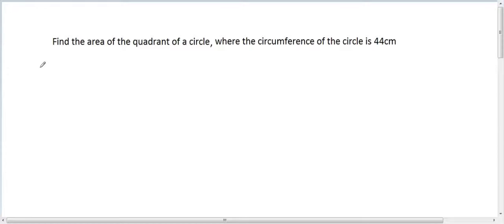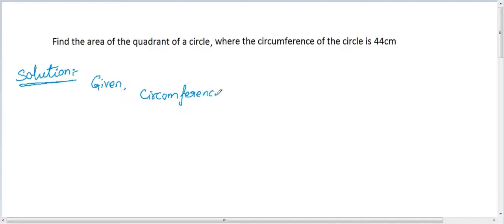Let's solve the question which I have written. Given the circumference of the circle is 44 centimeter. So by using that we need to find the area of the quadrant of a circle. So let's write down the given data, which is circumference of the circle is 44 centimeter.